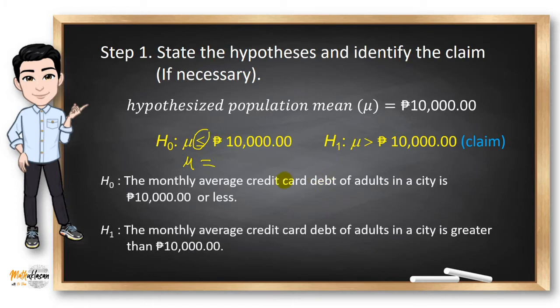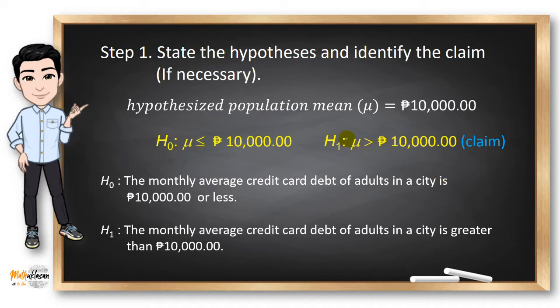In other words, the null hypothesis states that the monthly average credit card debt for adults in a city is 10,000 pesos or less, while the alternative hypothesis tells us that the monthly average credit card debt of adults in a city is greater than 10,000 pesos. And if you're having trouble identifying the hypothesis, please watch my video titled Fundamentals of Hypothesis Testing.